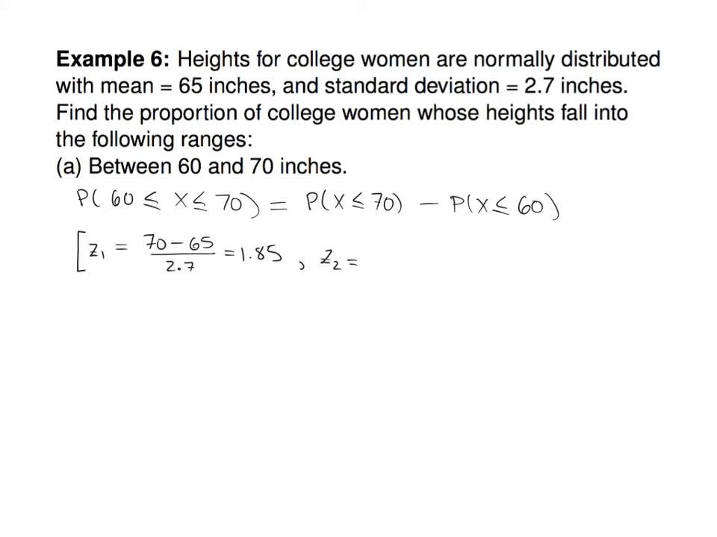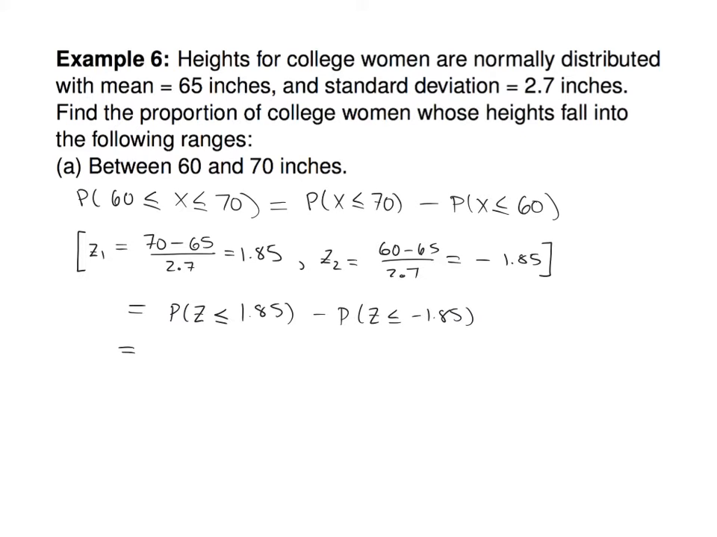Z2 would be 60 minus 65 over 2.7, which I'm pretty sure comes out to be negative 1.85. Because Z1 is 5 over 2.7 and Z2 is negative 5 over 2.7. That's not always going to happen on these problems. It just happened the ones I picked had that property. So probability that Z is less than or equal to 1.85 minus P(Z less than or equal to negative 1.85).